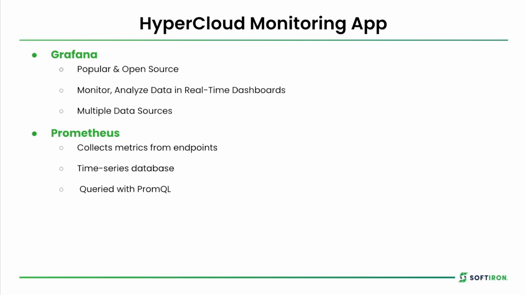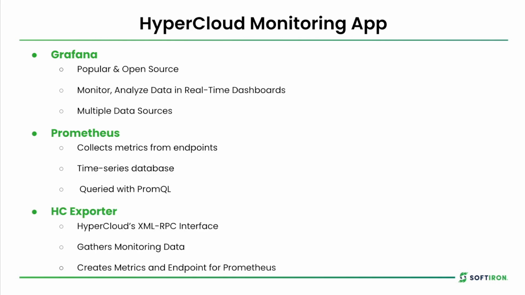Prometheus collects monitoring metrics and data from an endpoint and stores it in a time series database. It can be queried with Prometheus's query language, PromQL. Both Grafana and Prometheus can be configured to send an alert when a threshold is exceeded on a configured metric. The app also includes our HyperCloud Exporter Python package, which connects to HyperCloud's XML RPC interface, gathers the monitoring data, and creates an endpoint to serve metrics to Prometheus.